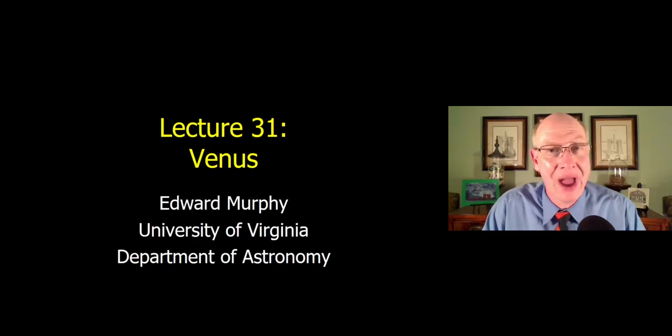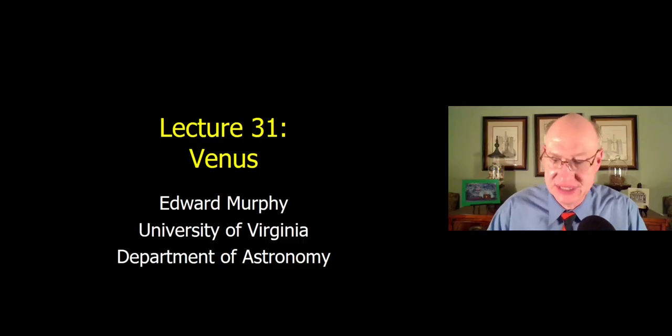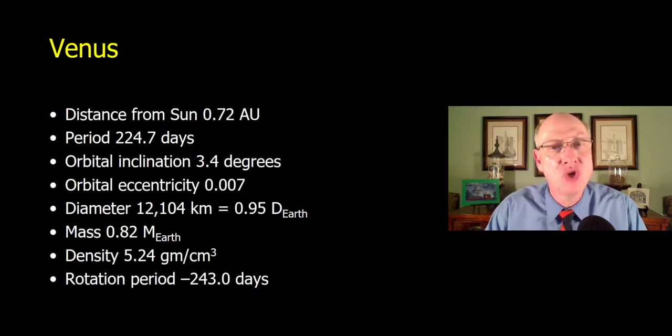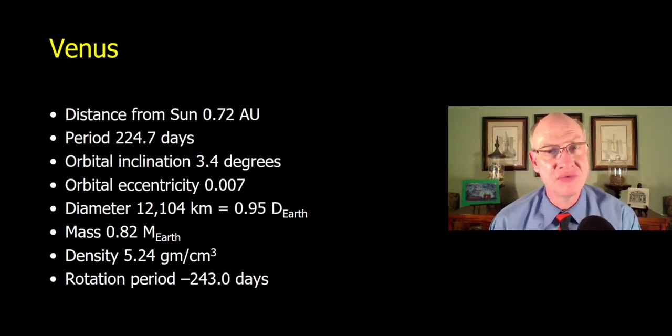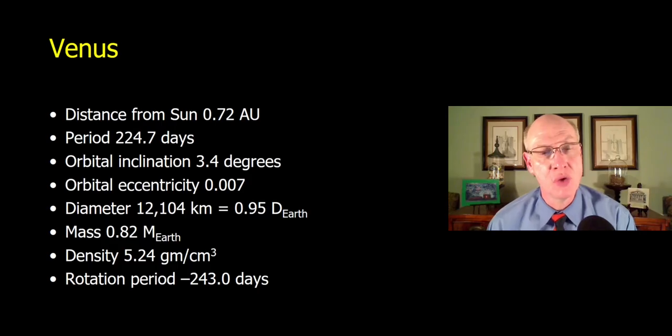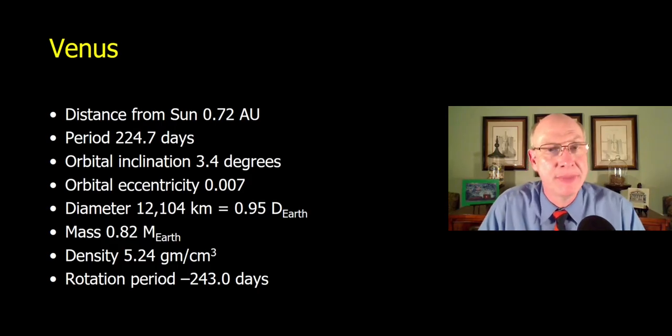We're going to continue our tour of the planets of our solar system, and in this lecture, let's visit the planet Venus. So again, just some basic facts about Venus so that you can carry these numbers as we go through the rest of the lecture. Venus is about 0.72 astronomical units from the Sun. So it's about 3/4 the distance from the Sun that we are. Its orbital period is a little less than 225 days. So a year on Venus is 225 days.